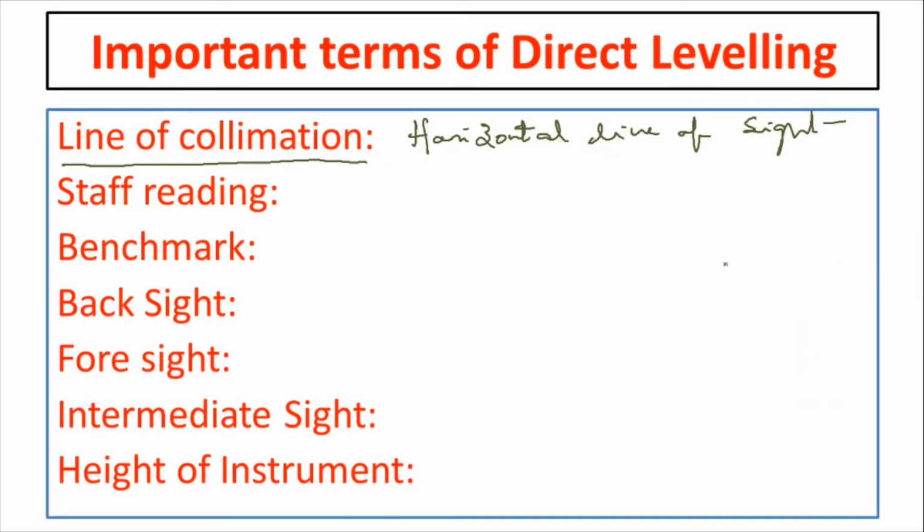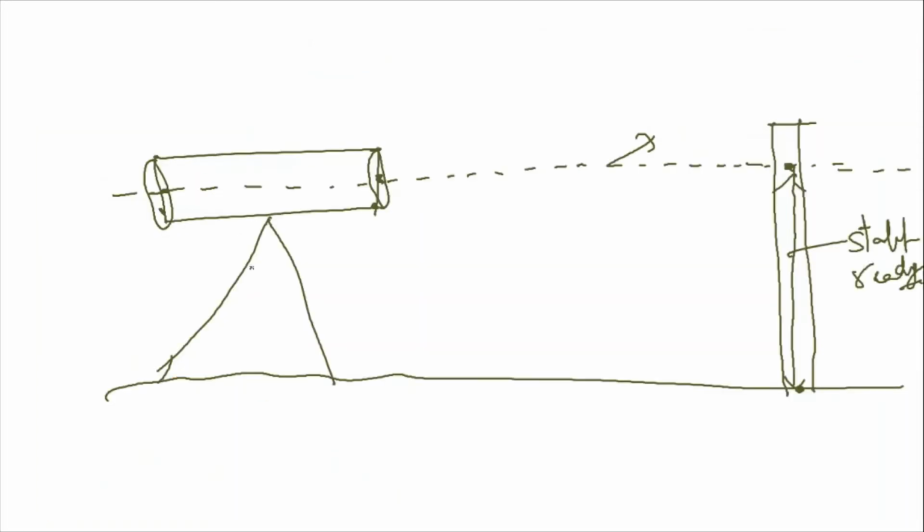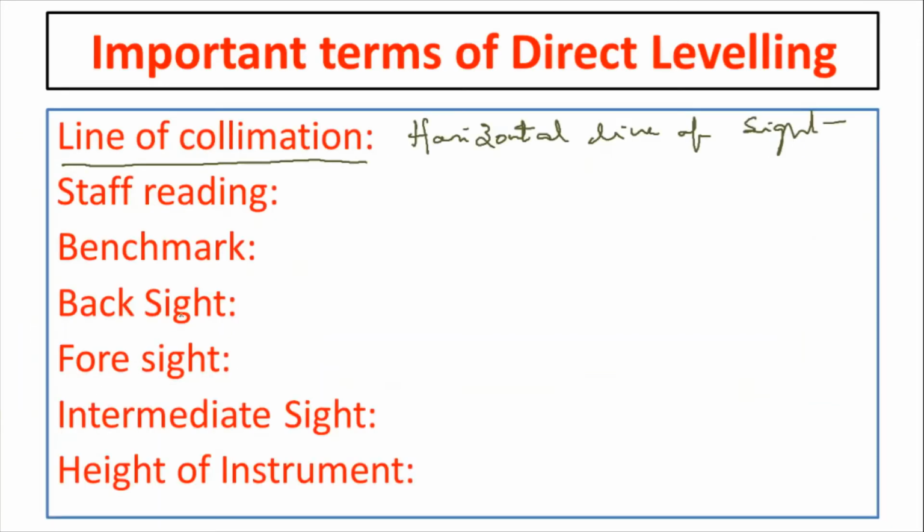Okay, then the next one is the benchmark. What is a benchmark? While conducting surveys, we have to know at least one point for which we already know the elevation. You have to take a reference point for which you already know the elevation. That point is called the benchmark. So what is a benchmark? It is the point of known elevation.